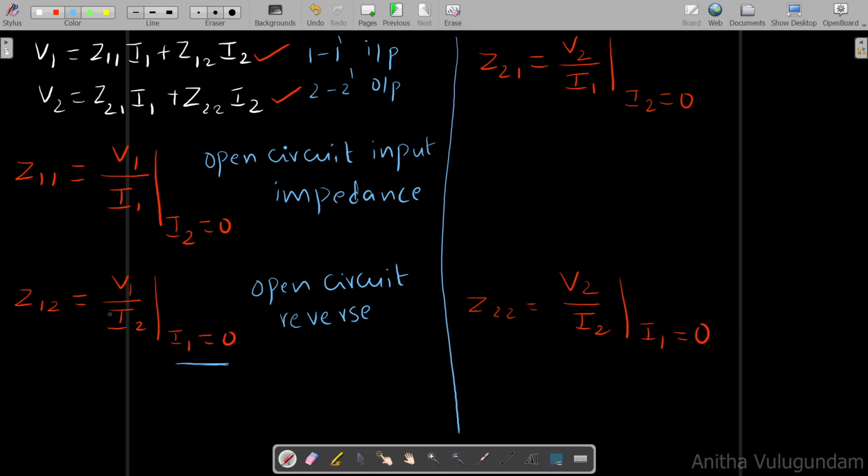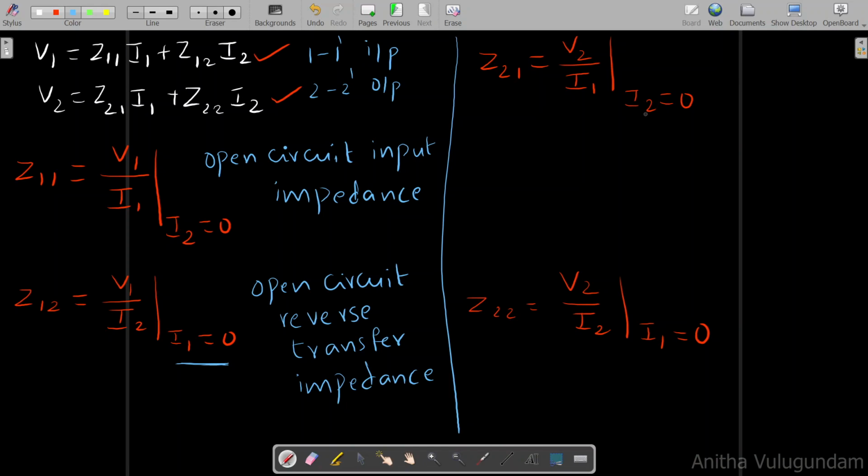And next, look for the ratio V by I. V by I is impedance. And as this is 1 to 2, we can write here reverse transfer, because we are writing the ratio of one variable of one port to the other variable of the other port. So V by I is impedance. Z12 is named as open circuit reverse transfer impedance.